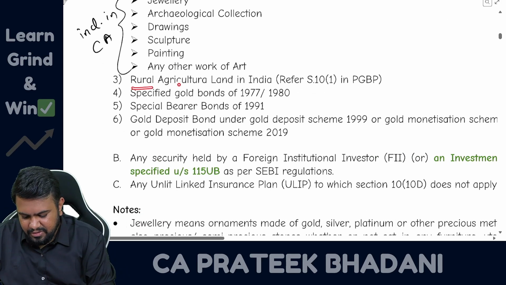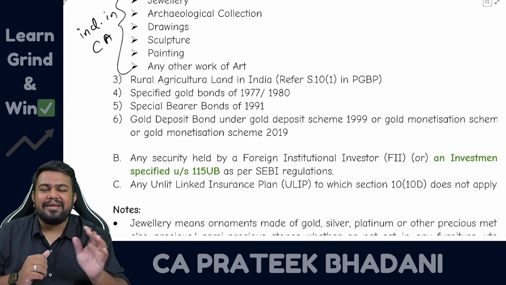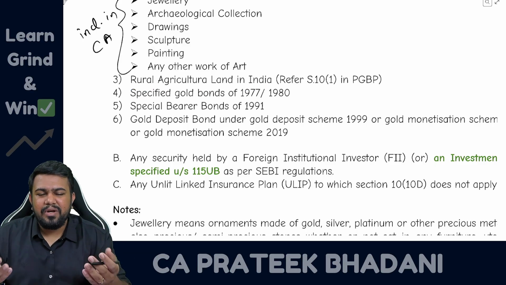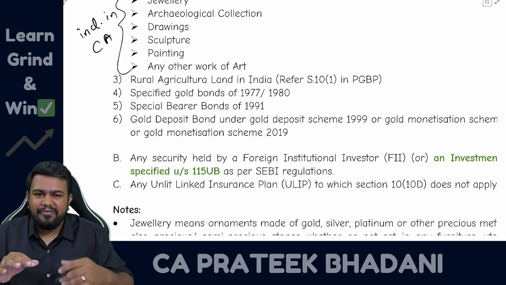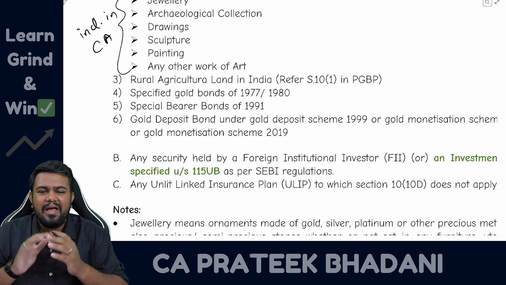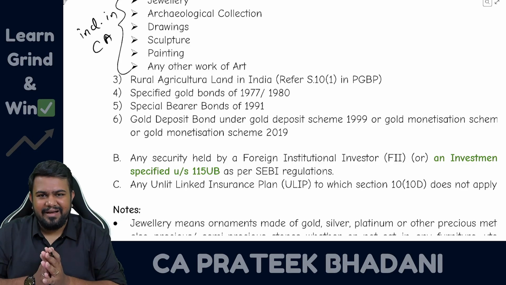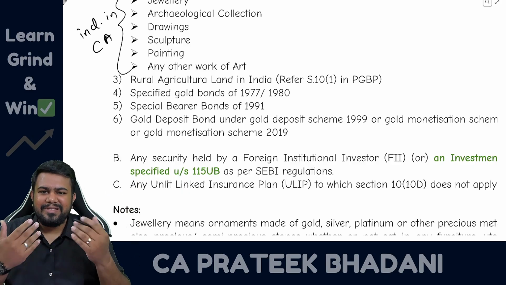Now let's talk about the other items which are not included in the meaning of capital asset. So first is rural agricultural land. Rural agricultural land will not be considered a capital asset, Kanna. So what is rural agricultural land? Rural agricultural land means land on which you do agriculture which is in a rural area. But sir, what is a rural area? Rural area means not urban area. So if the area is outside the urban area, it is a rural area.